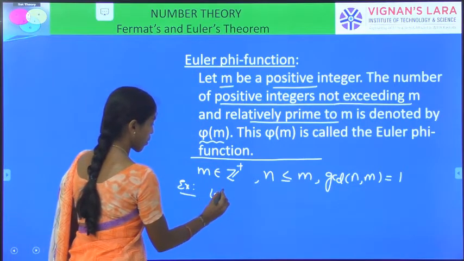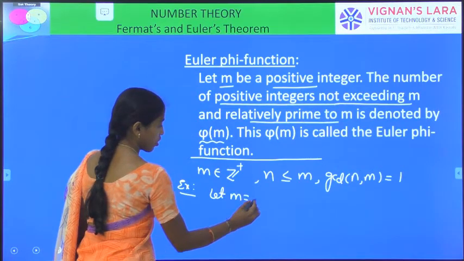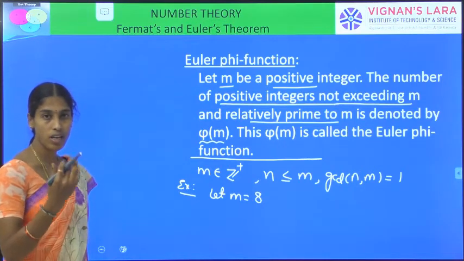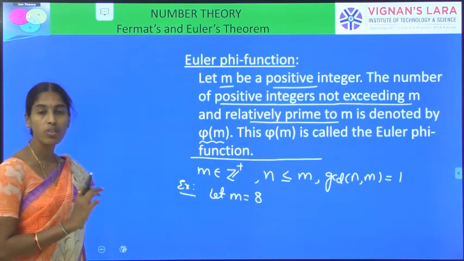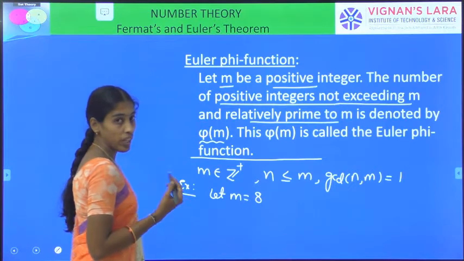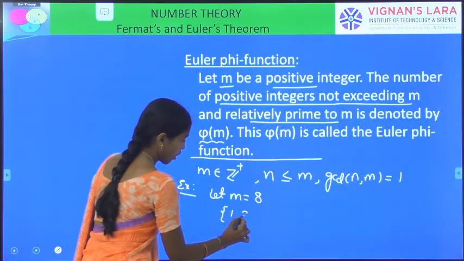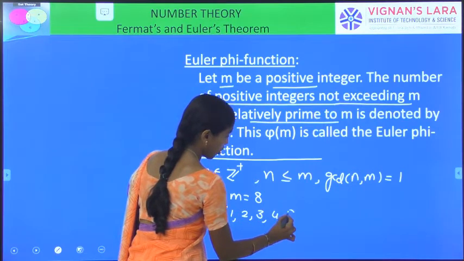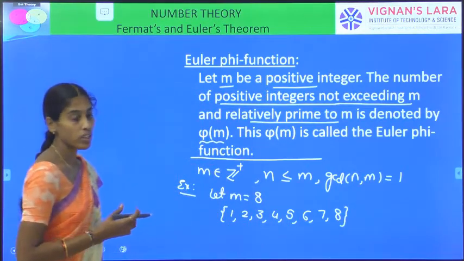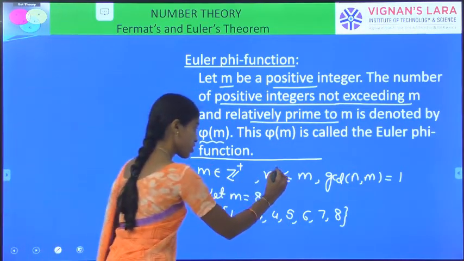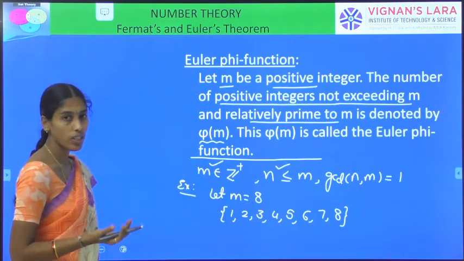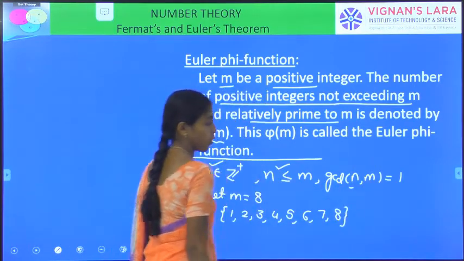Suppose we take m is equal to 8. Now we have to check how many positive integers less than or equal to 8 are there, and also their GCD must be equal to 1. Now we will see. Less than or equal to 8 numbers are 1, 2, 3, 4, 5, 6, 7, 8, right? So up to 8, these are the 8 numbers. This condition is satisfied and all these are positive integers. So this is also satisfied. What is the other condition? GCD must be equal to 1, right?